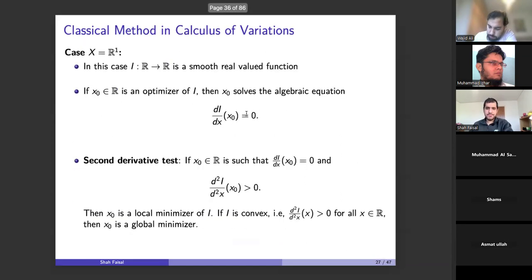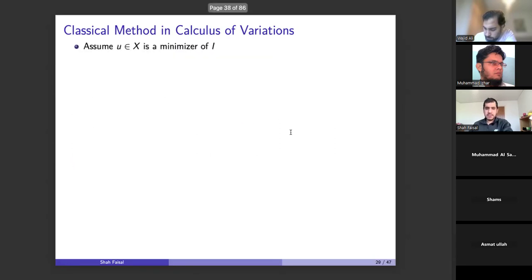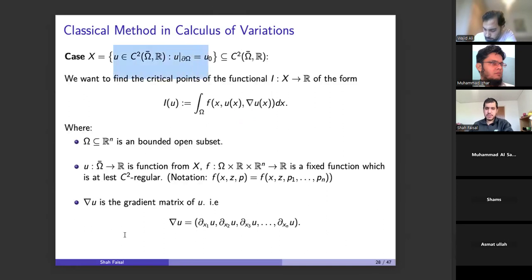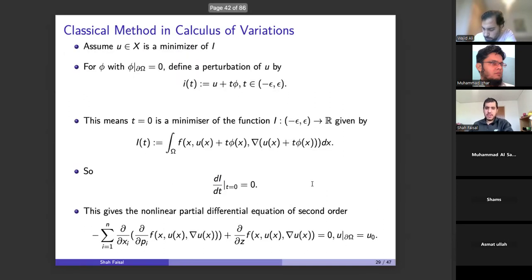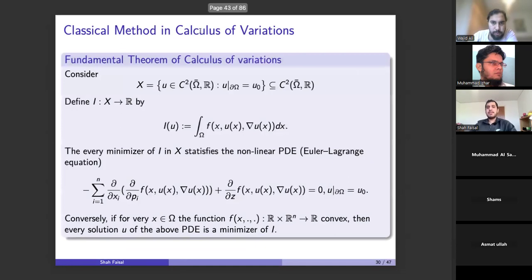So in the previous case, where the function is defined from R to R, this equation is just an algebraic equation in the variable x. But in this case, since the inputs are functions, you will get not an algebraic equation, but a partial differential equation you need to solve. And it leads to the following theorem. Consider the same space of functions I defined before and the functional we considered before. Then we saw that every minimizer should satisfy this partial differential equation.